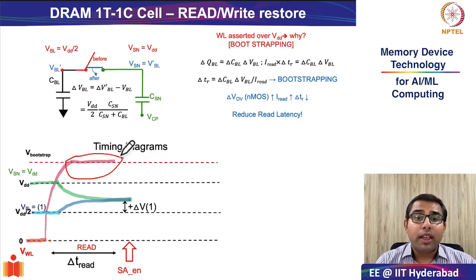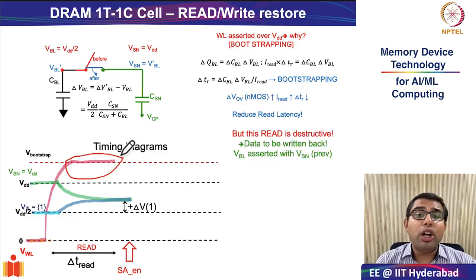However, despite doing a successful read, you have to recall that this read is essentially destructive. Why is it destructive? As you can see in the timing diagrams, the storage node value is getting essentially disturbed, right?